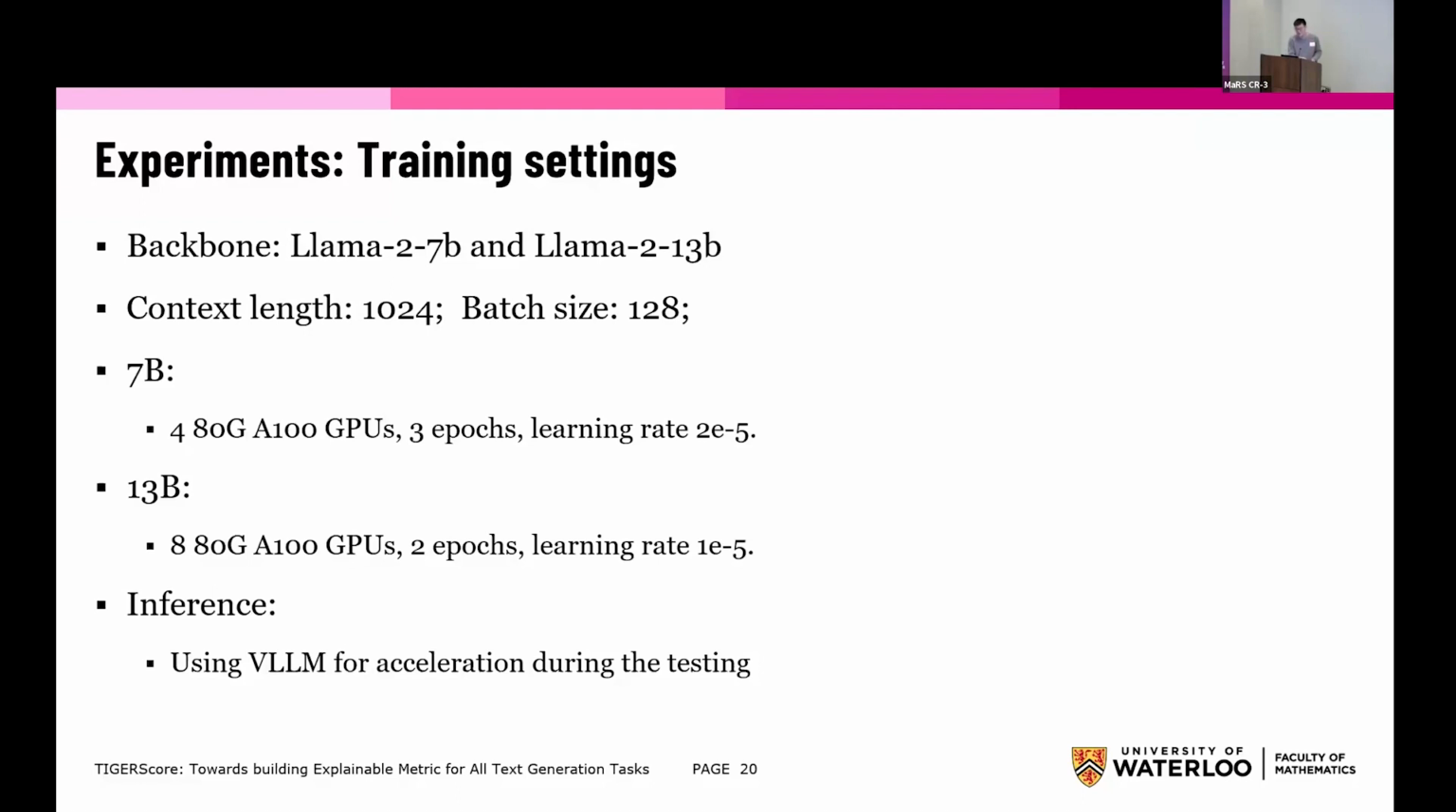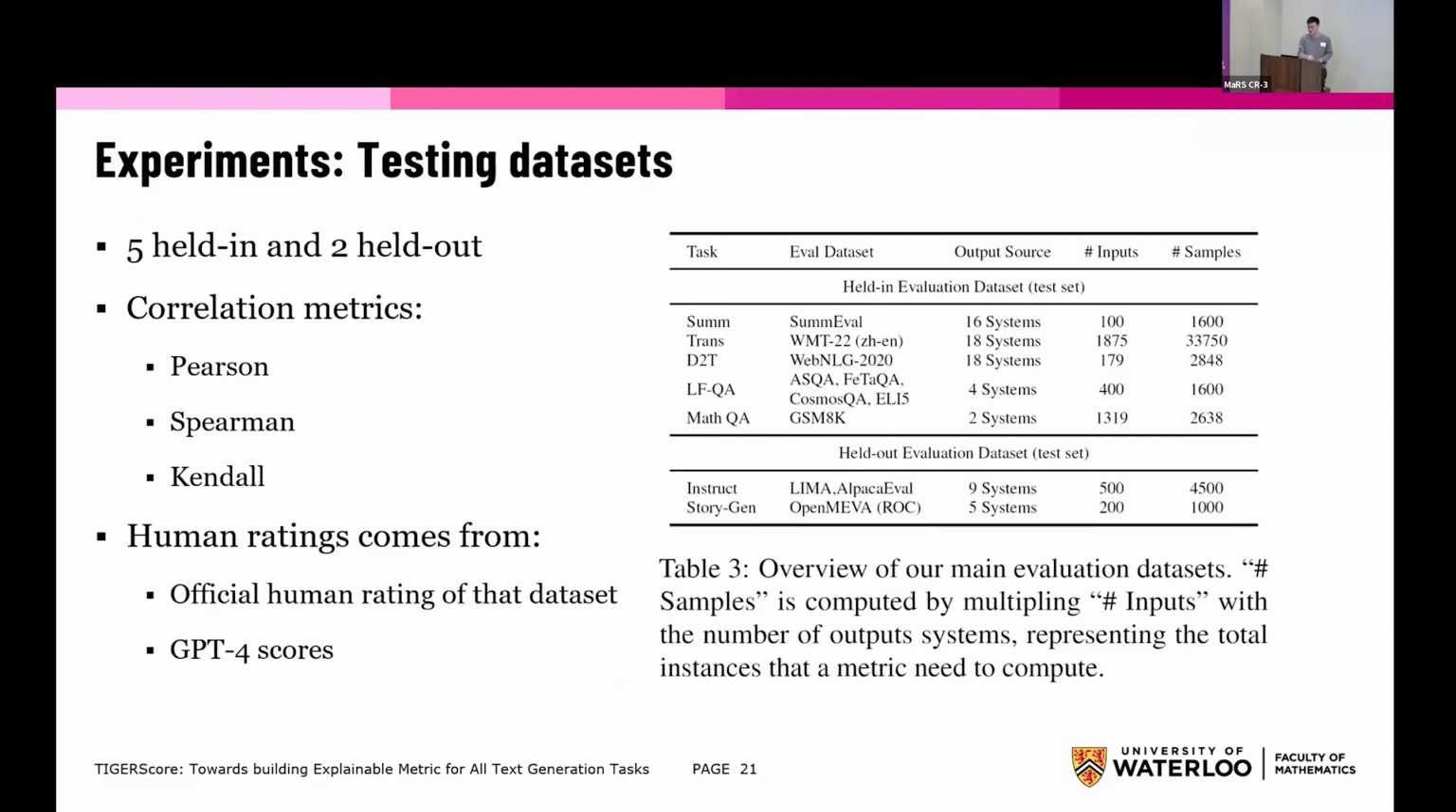Another thing I need to mention is that we use vLLM to accelerate the inference during testing. vLLM is very good at accelerating Llama inference, so that's very useful. For the testing datasets, we have 5 held-in datasets and 2 held-out datasets. Summarization and translation are held-in datasets, and instruction following and story generation are held-out datasets that TIGERScore had never seen during training. The correlation metrics we use are Pearson, Spearman, and Kendall, and we also collected human ratings, either from the official human ratings of the dataset or GPT-4 averaged scores.